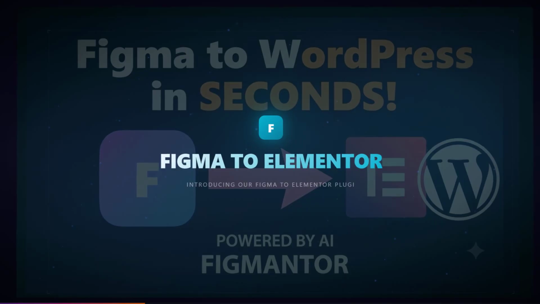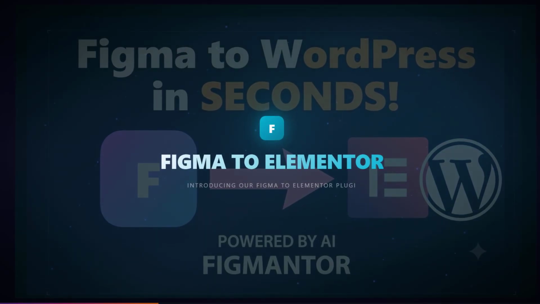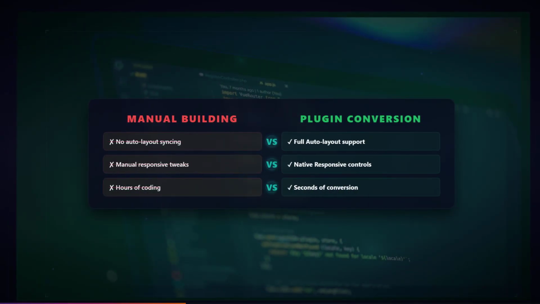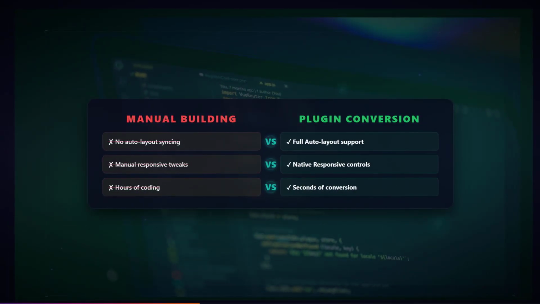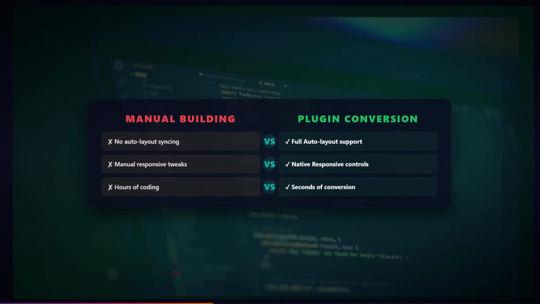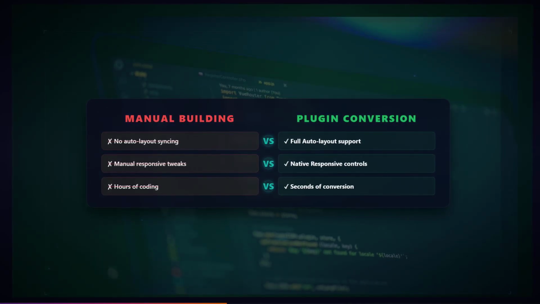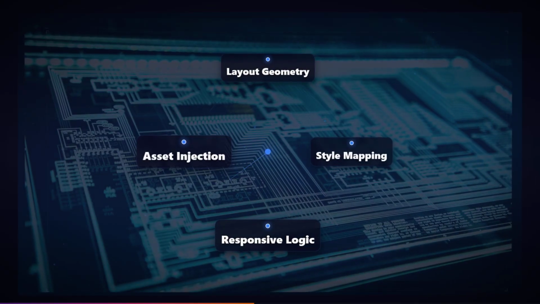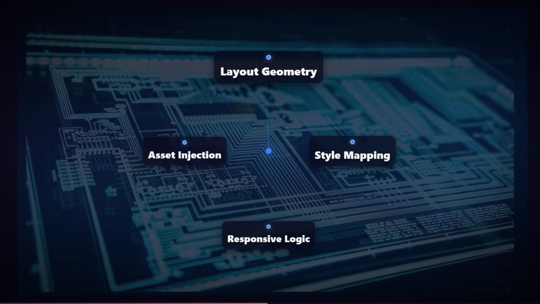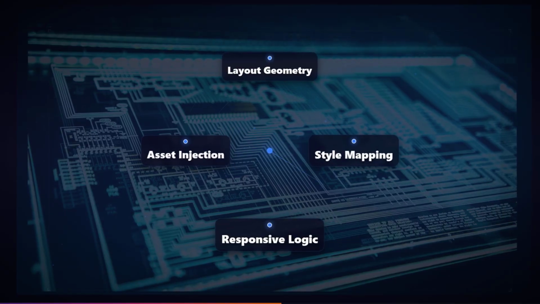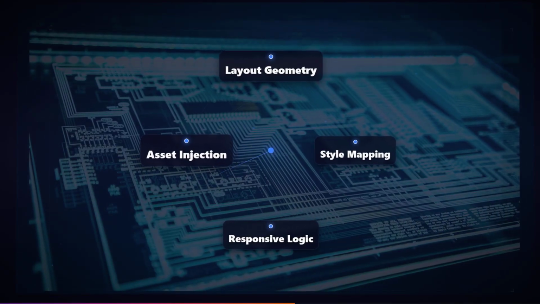One-click, perfect conversion, and pixel-perfect layouts ready for production. See the difference? Manual building versus our automated conversion process that keeps your design integrity intact. Our plugin uses advanced neural mapping to translate every Figma layer directly into Elementor sections, columns, and widgets.